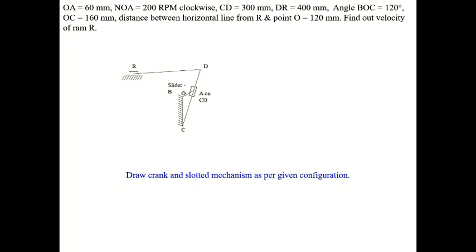Here they have given a crank and slotted lever quick return mechanism. They are given the dimensions for the crank and slotted lever quick return mechanism. We have to find out the velocity of this ram.